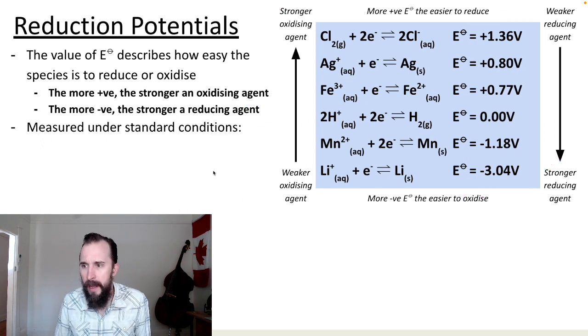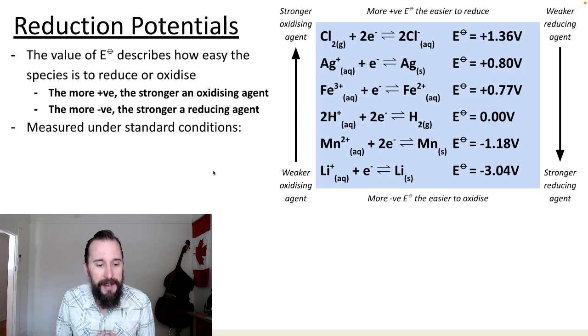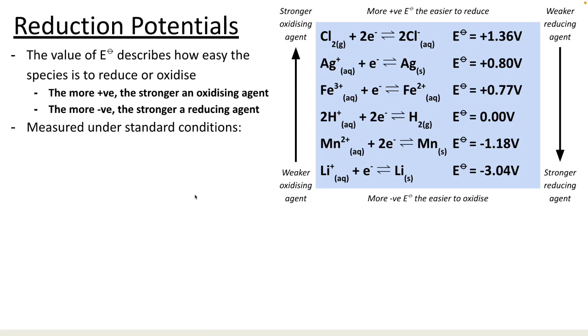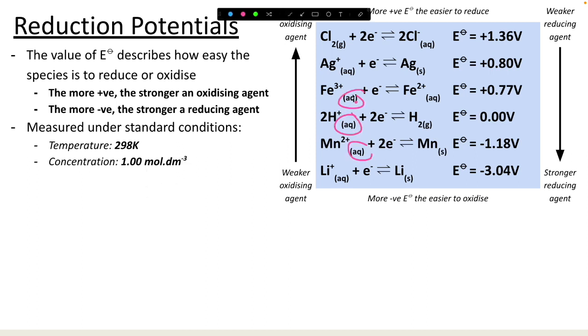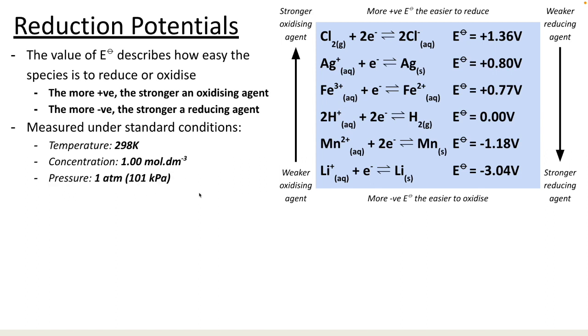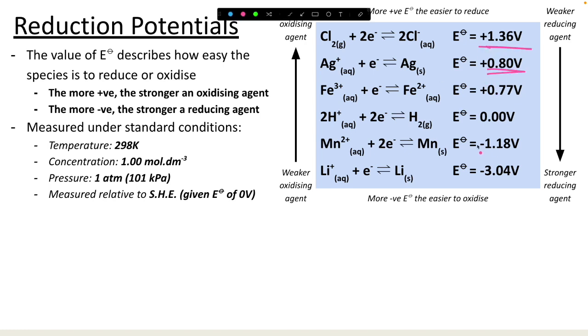Where to from here? We've been looking at these being measured under standard conditions. Let's remind ourselves of what that means. It means a temperature of 298 Kelvin. It means a concentration, when we're dealing with aqueous solutions, of 1 mole per decimeter cubed. We have a pressure of 1 atmosphere, and because we can't measure absolute individual electrode potentials, we measure them all relative to the standard hydrogen electrode, where our value is implying if it's generating more or less voltage than the standard hydrogen electrode, because that is assigned an arbitrary value of 0 volts.